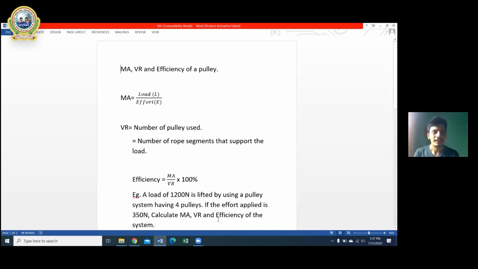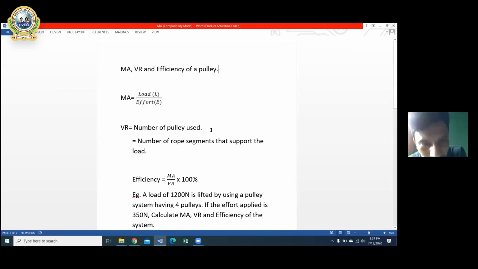Mechanical advantage of a pulley equals load upon effort. You'll have to understand this formula. This is in case of a pulley, okay? Did you get the point? It is in case of a pulley. So, MA, VR, and efficiency of a pulley. MA of a pulley is given by the formula load upon effort. MA means load upon effort. VR means number of pulleys used.